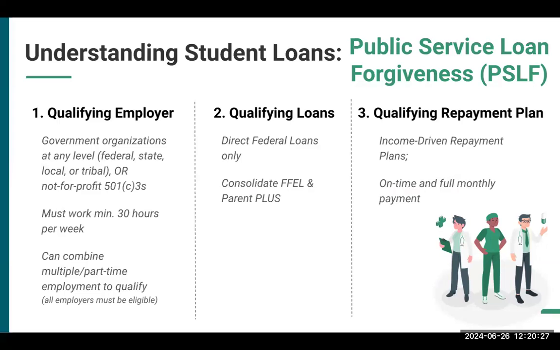The first and perhaps most important requirement for this program is that you need to work at a qualifying employer. A qualifying employer is either a government organization or a nonprofit. So you can work at a federal, state, local, or tribal government. If you don't work at a government organization, you can also work at a not-for-profit 501(c)(3). As long as your employer is one of those types, you could qualify for this program.